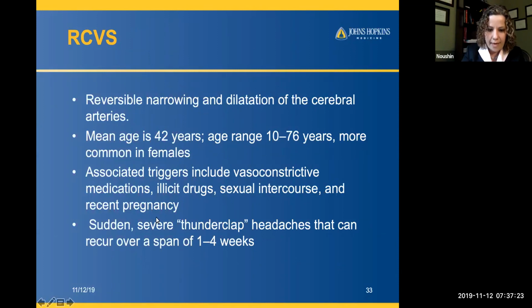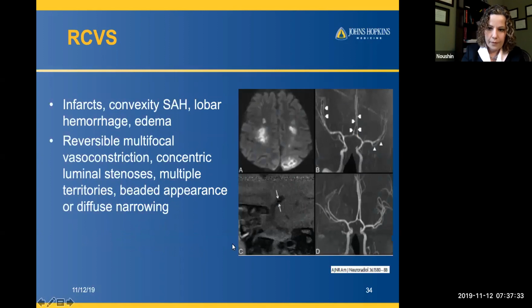The patient presents with classical sudden severe thunderclap headaches that can recur over a span of 1 to 4 weeks. What do we see on imaging? We commonly see multifocal areas of infarcts. We can see convexity subarachnoid hemorrhage or lobar hemorrhage and edema.